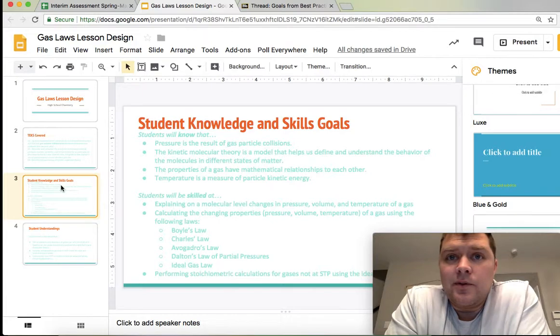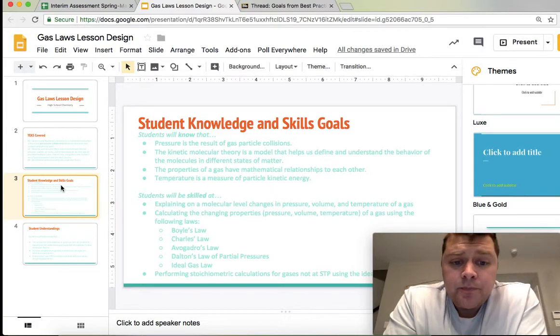Those would obviously be a bit simplified for my students. If I were to write those on the board, I wouldn't write temperature is a measure of particle kinetic energy. We would talk about temperature being movement of particles and things like that. But for me and for my teammates, I would want to write down exactly what it was.